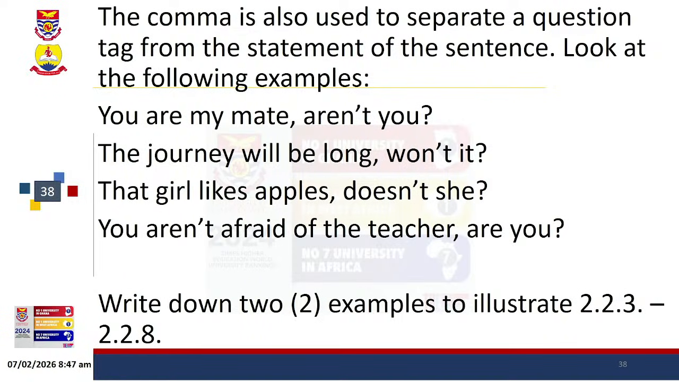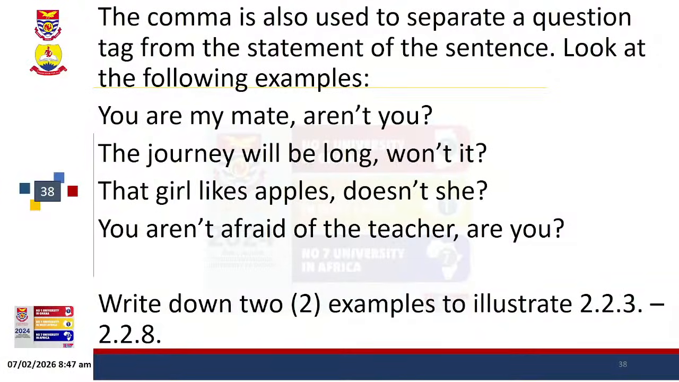The journey will be long, won't it? The girl likes apples, doesn't she? You aren't afraid of the teacher, are you? We are using the comma to separate the question tag from the main statement of the sentence. In the first example, the main statement is you are my mate. And the question tag is aren't you? We separate aren't you from you are my mate. You understand, don't you? Sure. You'll be able to give examples, won't you?